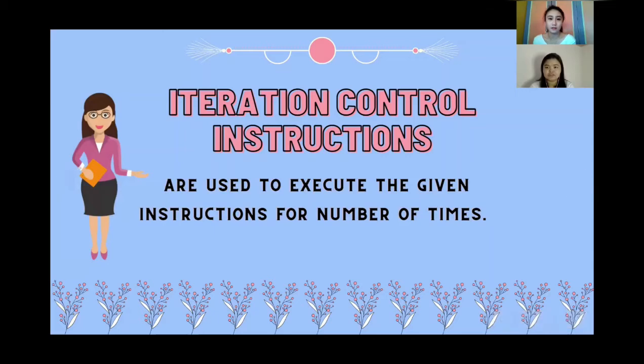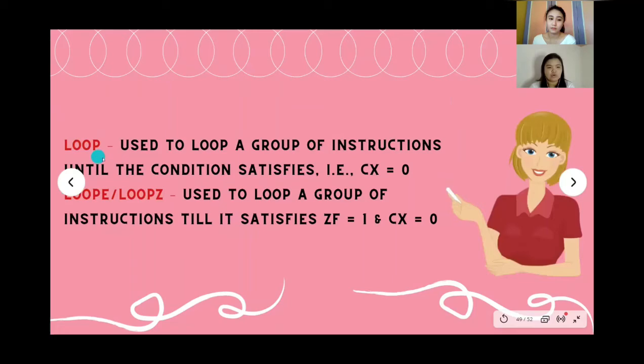Next is iteration control instructions. They are used to execute the given instruction a number of times. We have here LOOP, used to loop a group of instructions until the condition is satisfied, or until the count register, like what Shane said earlier, becomes 0. Then LOOPZ is used to loop a group of instructions until the zero flag becomes 1 and the count register becomes 0.